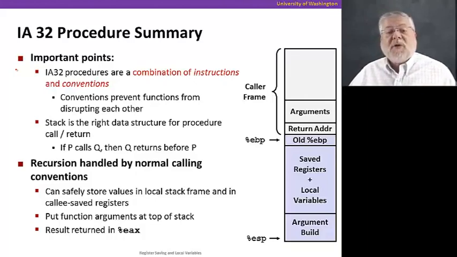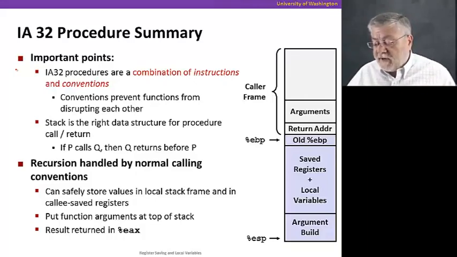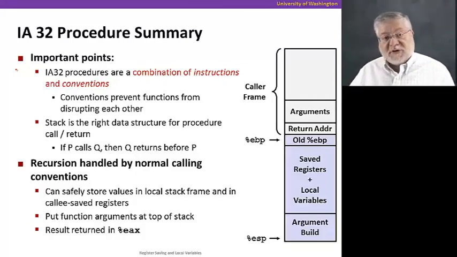We can safely store values we need, local variables we need, in the local stack frame and in callee saved registers. We put new arguments at the top of the stack and then call a function. The return value is returned in EAX, and we know where to go find it by convention. We know where we go find it in that register and use it.